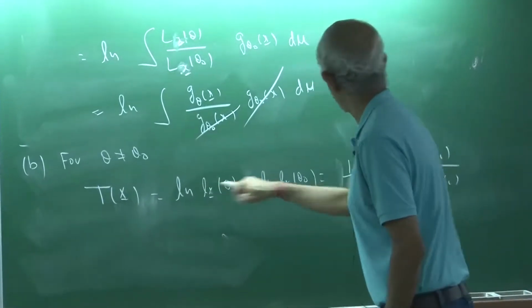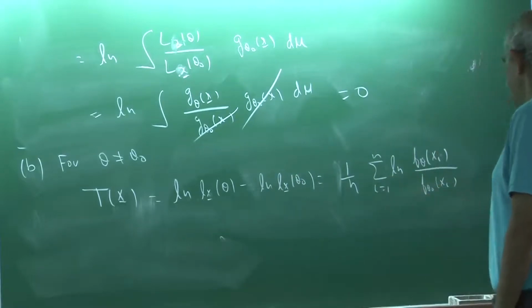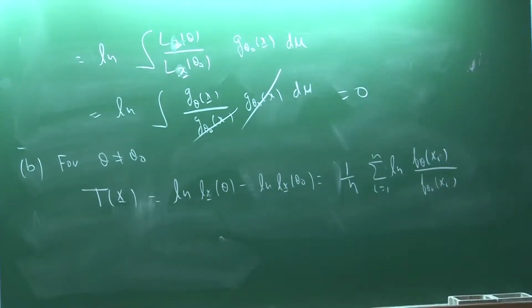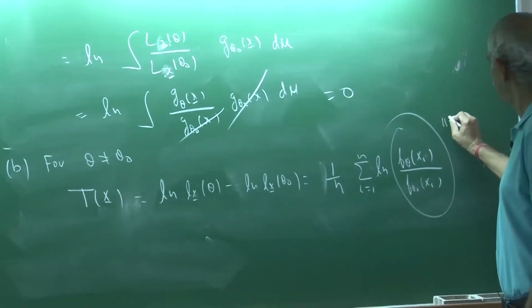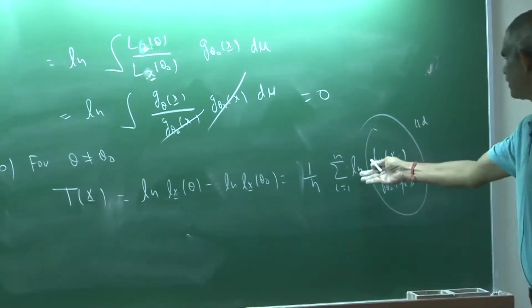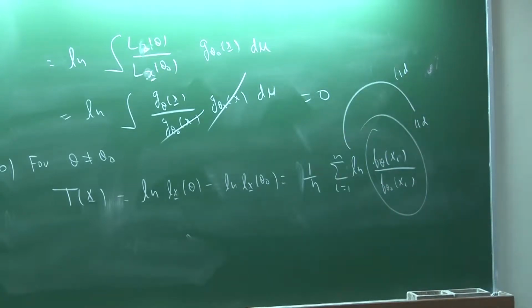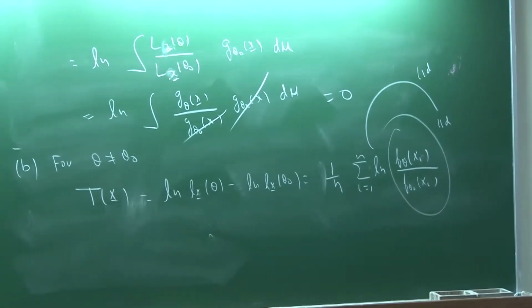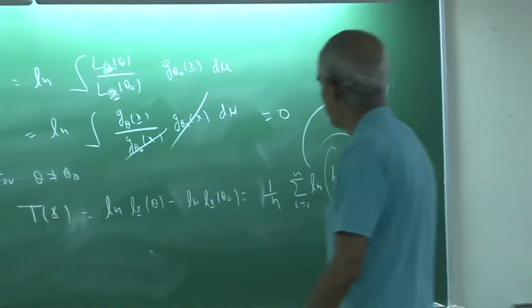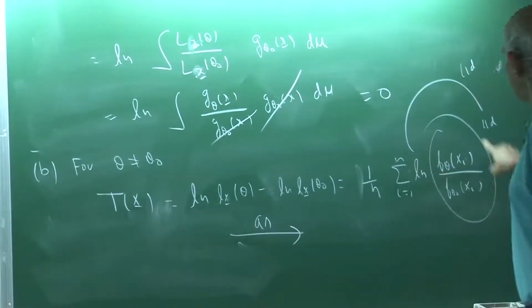So log with the product would give you a sum. This also would give you a sum. So the sum you can take common, and then this becomes this. f theta x upon f theta naught xi, they are IID, because the xi's are IID. So log of this would also be IID. It's the same law. So what you have is a mean of IID observations, and by the strong law of large numbers, this goes almost surely to the expected value of this quantity.